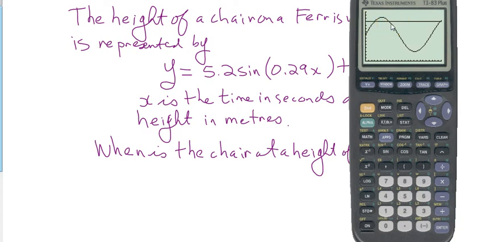Now, another question that could have been asked is, for what duration is the height of the Ferris wheel above 12 meters, right? Then you have to find the two times and take the difference between them. So that's an alternate version.